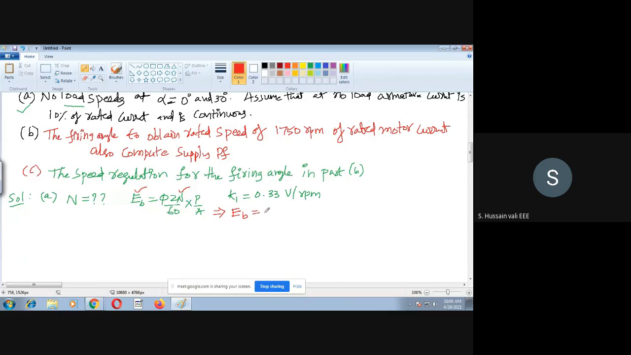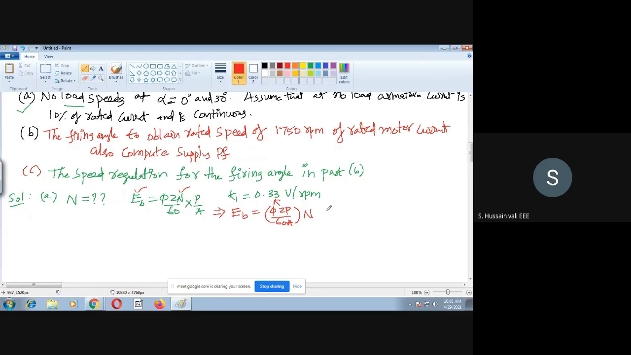is equal to, everything constant, phi Z P by 60A, into n. This value in the entire bracket he has given, because this is the voltage and this is RPM. When you send the speed to this side, the unit will be volt per RPM. So this entire bracket, phi Z P by 60A, he has given as 0.33. So we got 0.33.